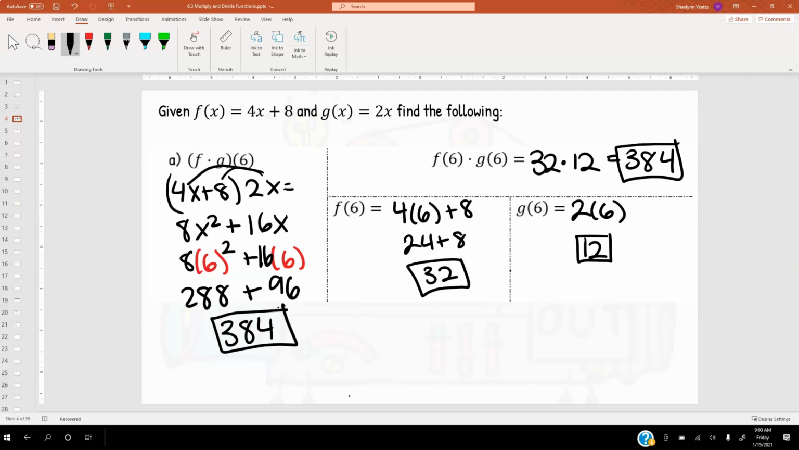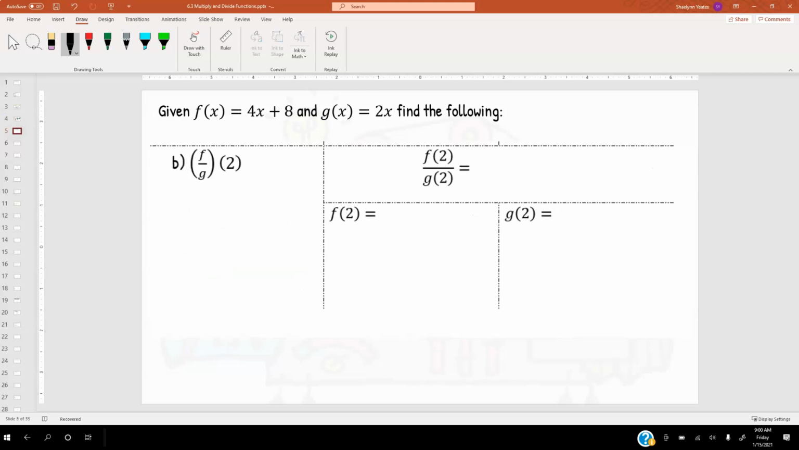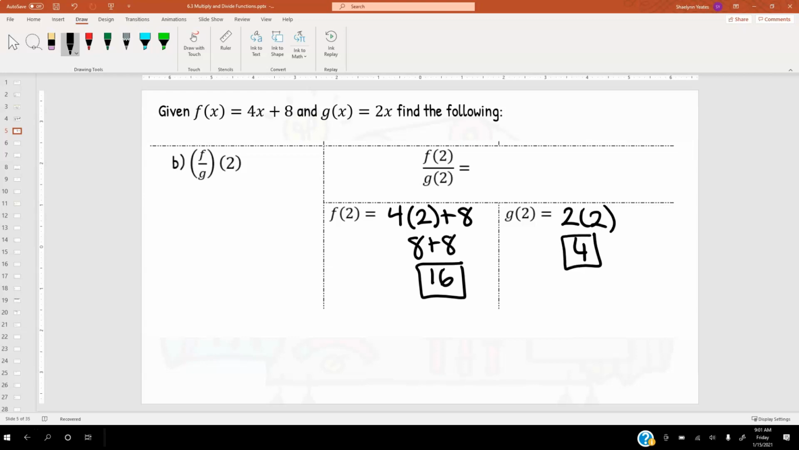Okay, so as you notice, both ways we ended up with the same answer. So they work out beautifully. Okay, now let's go ahead and divide. So if we have f of 2 divided by g of 2, we're going to do the split up version first. We're going to find f of 2, which is 4, and instead of x I write 2, plus 8, so this becomes 8 plus 8, which is 16. G of 2 would be 2 times 2, which is 4. This means we have 16 divided by 4.